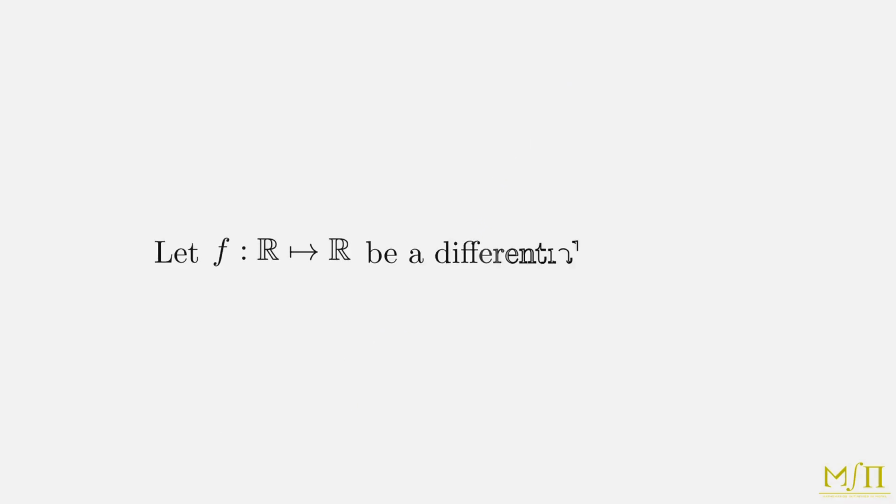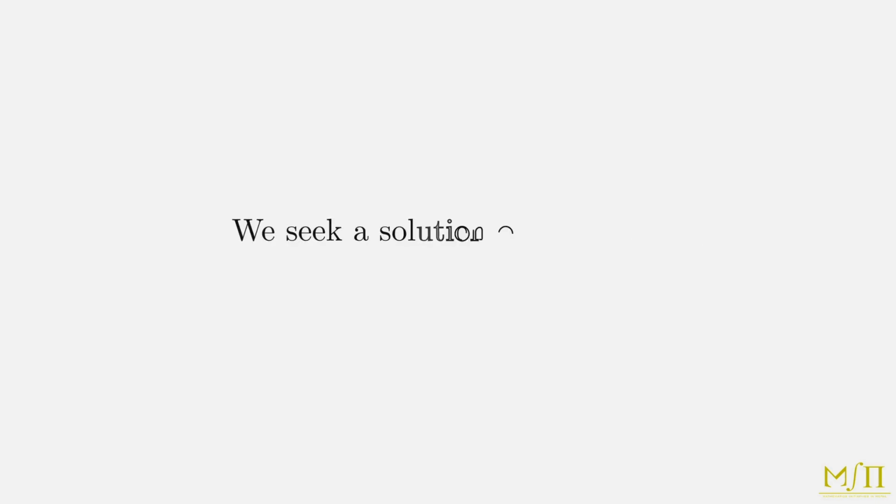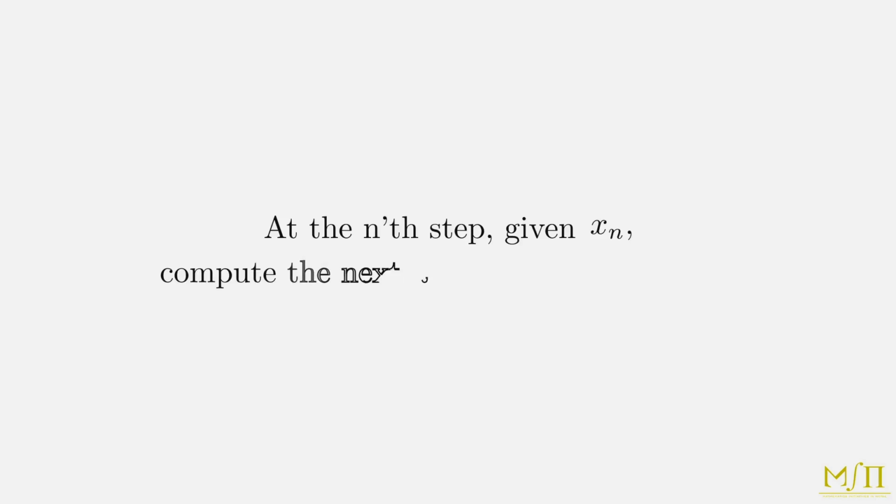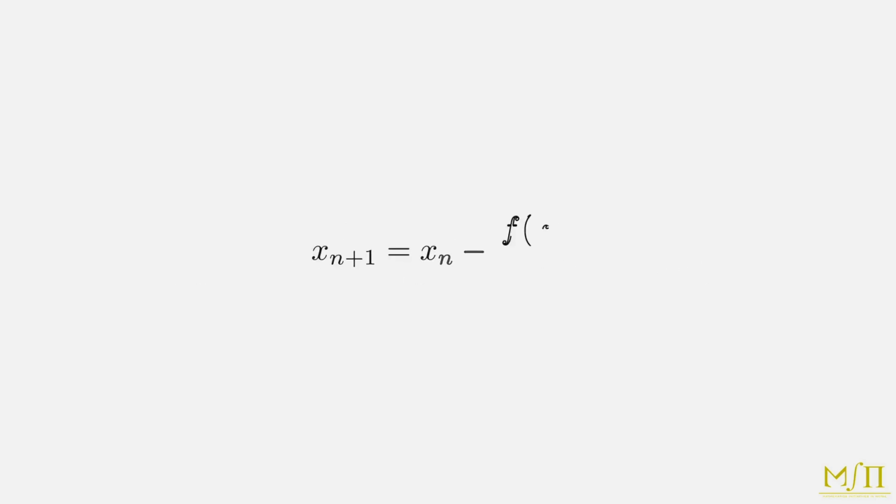Let f of x from R to R be a differentiable function. We seek a solution of f of x equals 0 starting from an initial estimate x equals x1. At the nth step, given xn, compute the next approximation xn plus 1 by xn plus 1 equals xn minus f of xn by f prime of xn.